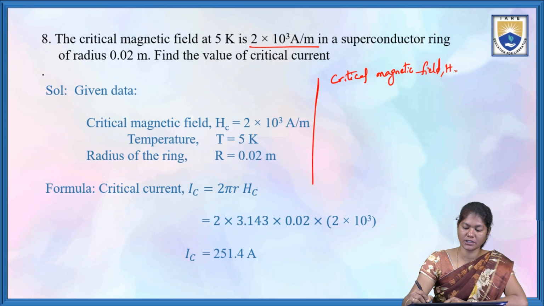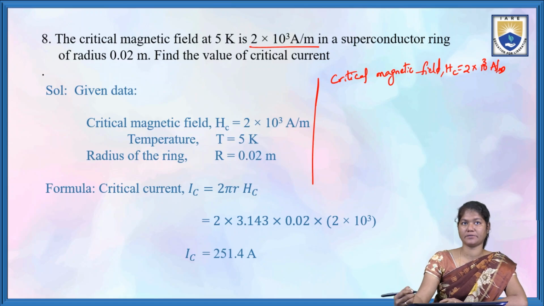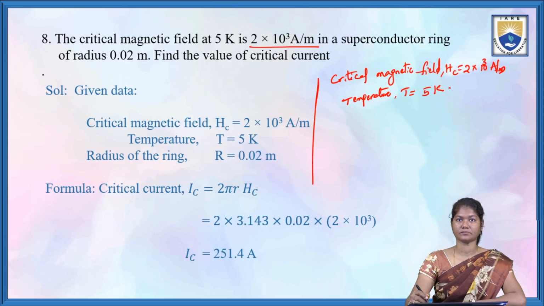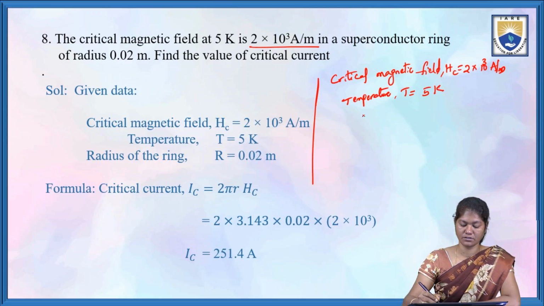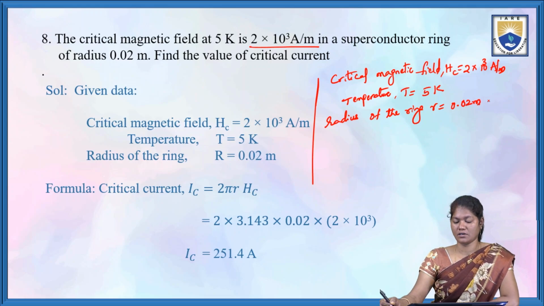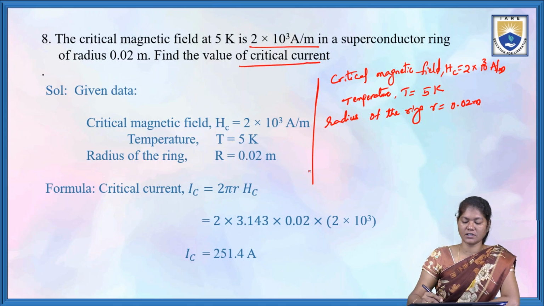Critical magnetic field Hc is equal to 2 into 10 power 3 ampere per meter, at the temperature T equal to 5 degree Kelvin. The radius of the ring is also given: R is equal to 0.02 meters. We have to find the critical current value.